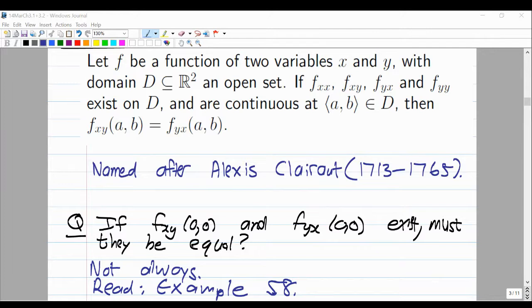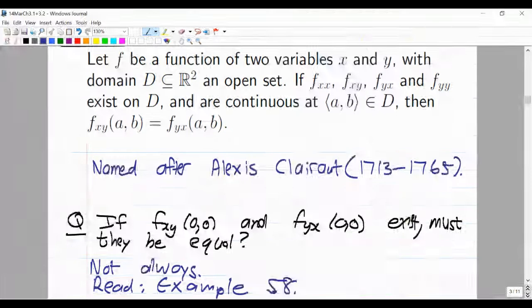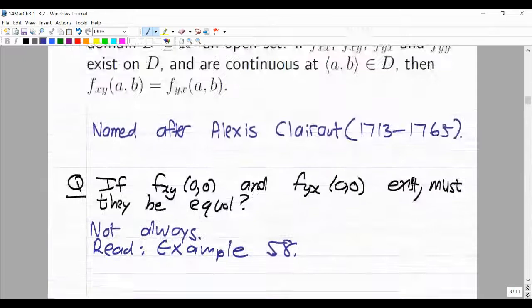Unfortunately, I don't have time in the lesson to do example 58. So have a look at example 58. It gives you an example where that quantity and that quantity both exist, but they are different. So it doesn't contradict theorem 59 because we do not have continuity. All right, so do try it out today. It's a fun little exercise.